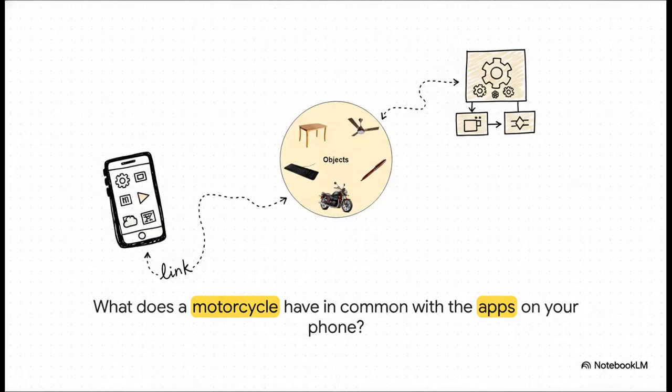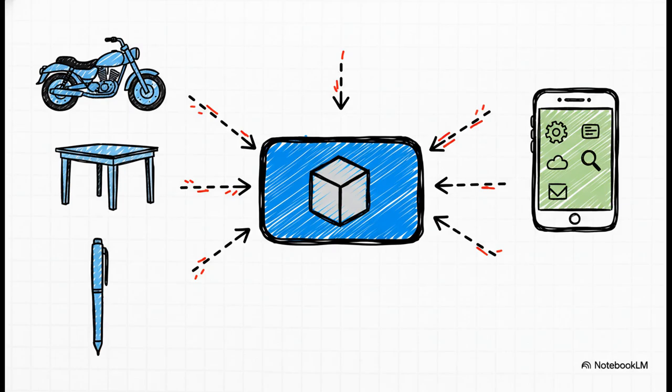So let's start with a kind of weird question. What on earth does a motorcycle have in common with the apps on your phone? I mean, one is a physical thing you can actually ride. The other is, well, it's just code, right? They seem like they're from totally different universes. But believe it or not, there's a really important idea that connects them. And the answer is actually pretty simple. They can both be thought of as objects. And that's it. That's the core idea.